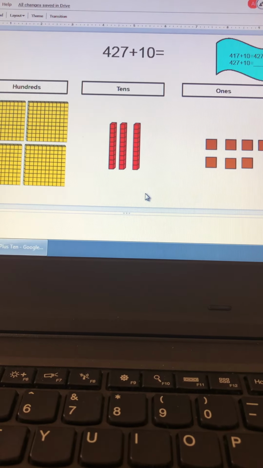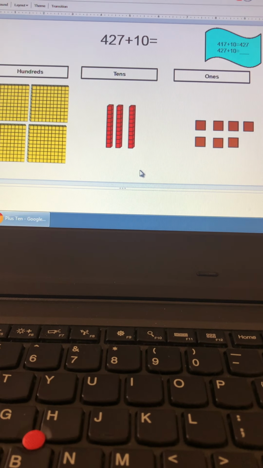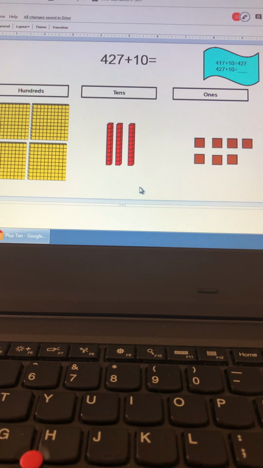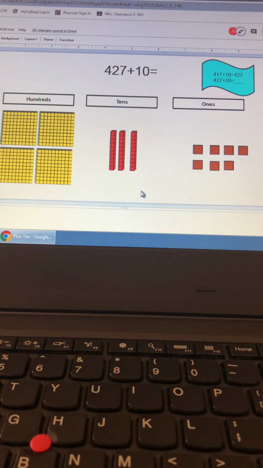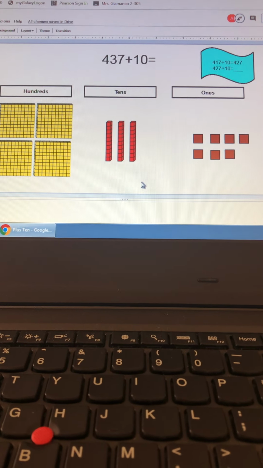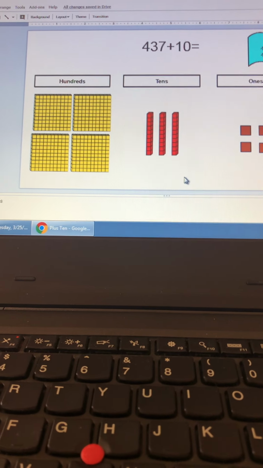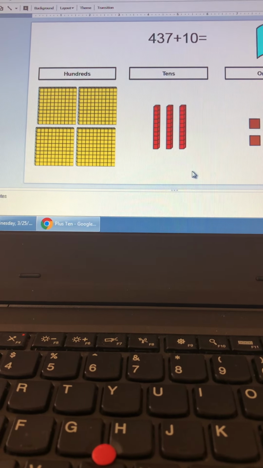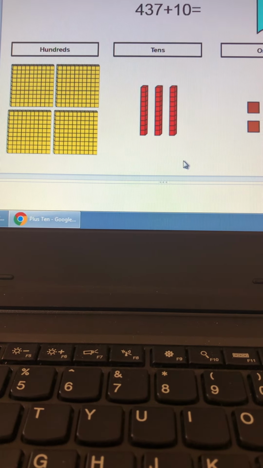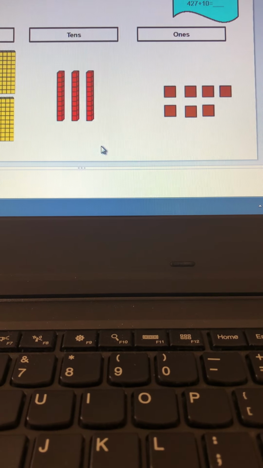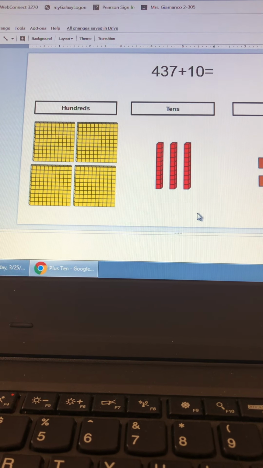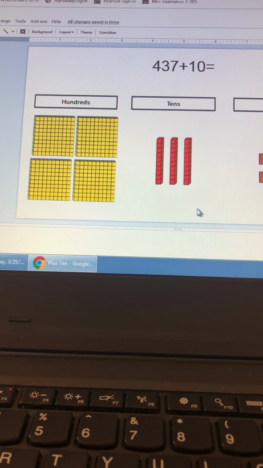So 427 plus 10 equals, say it out nice and loud. Good, 437. Thumbs up if you got that. Good job. Let's continue. Now I have 437 plus 10. All right. I have 4 hundreds, 3 10s, and 7 ones. What is 437 plus 10? Once you have an answer, shout it out.